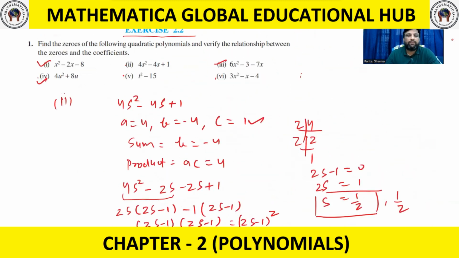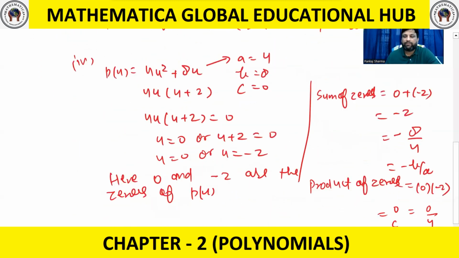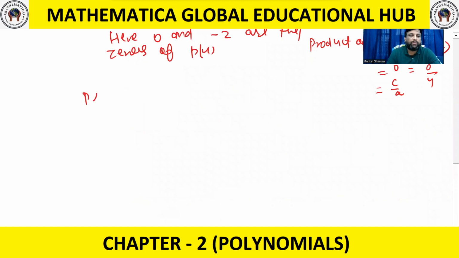Question number 5. t square minus 15. So here you can see this polynomial is given in terms of t. So t square minus 15.